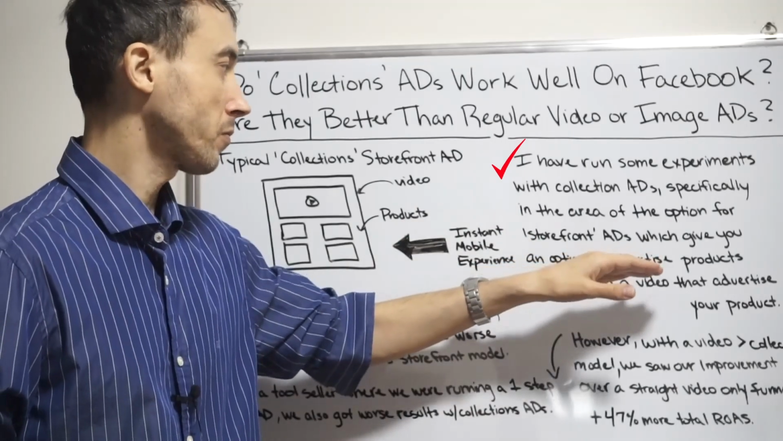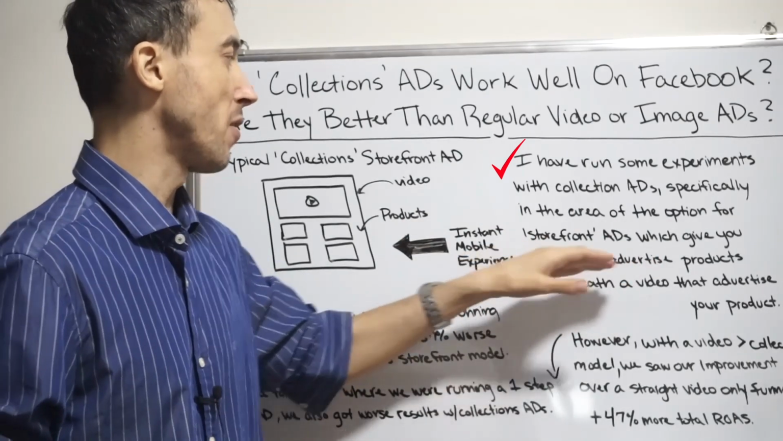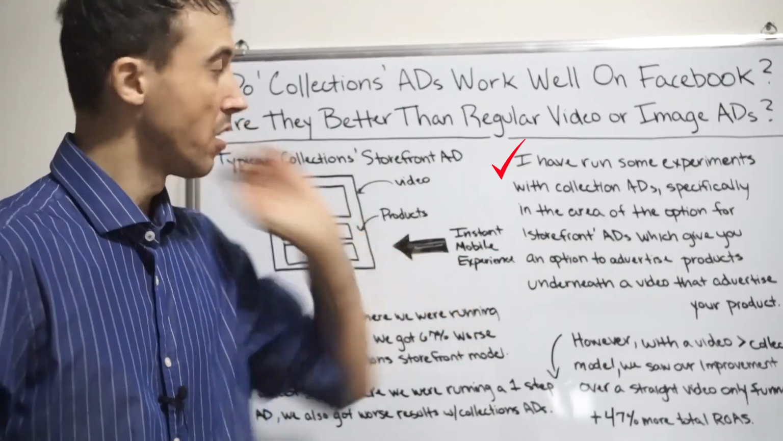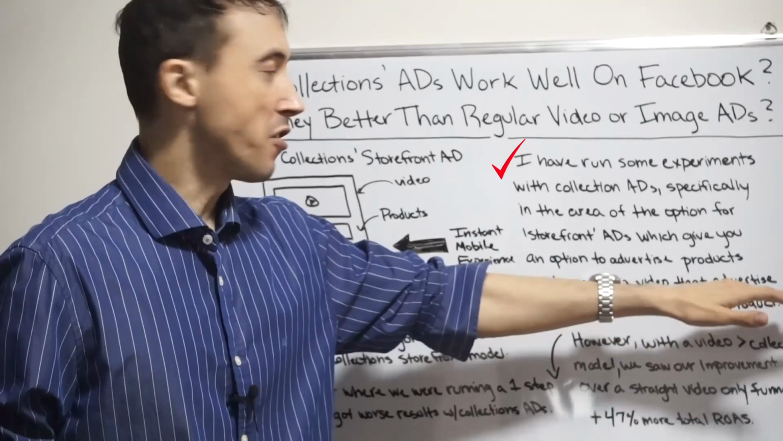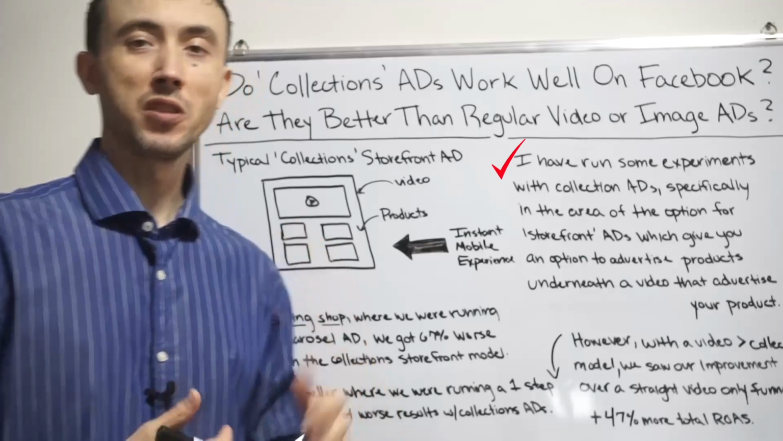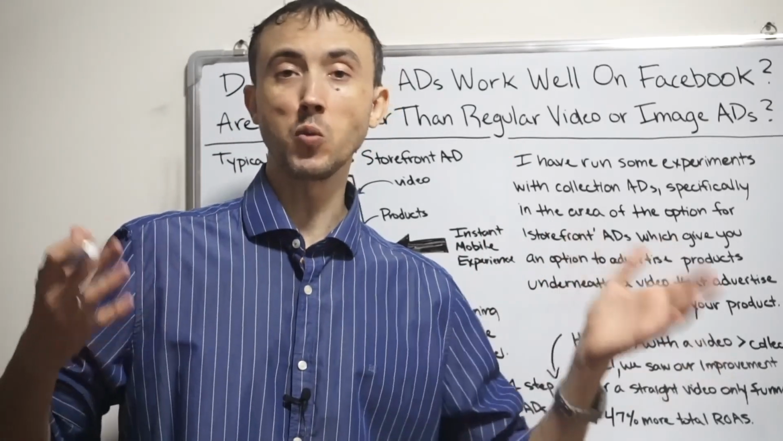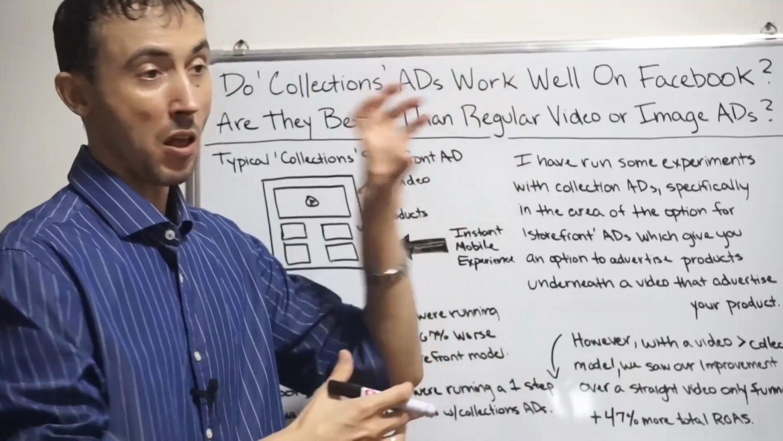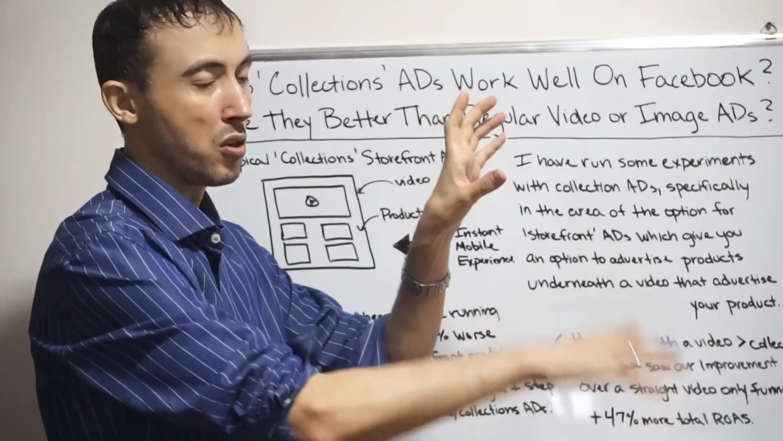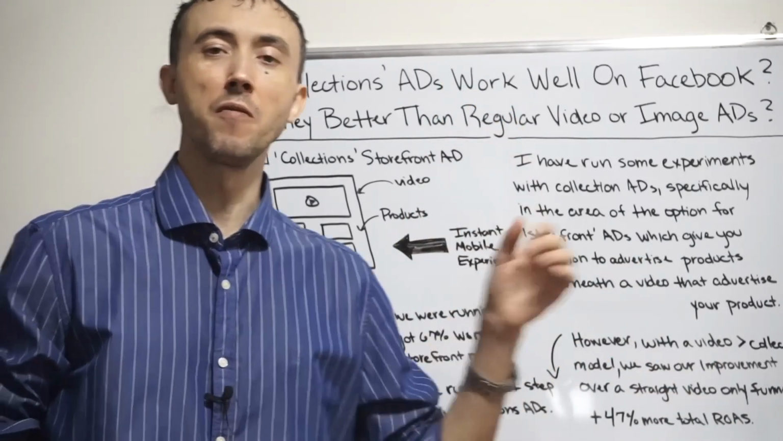So anyway, with the storefront collection ads, I'll tell you the experience we had. These ads, like I mentioned, give you the option to advertise products in a video, basically, and then have individual products for sale underneath that video. So you could have a sweatshirt brand, advertising that brand in the video, and then underneath you could have different SKUs or different individual sweatshirts that you sell available.